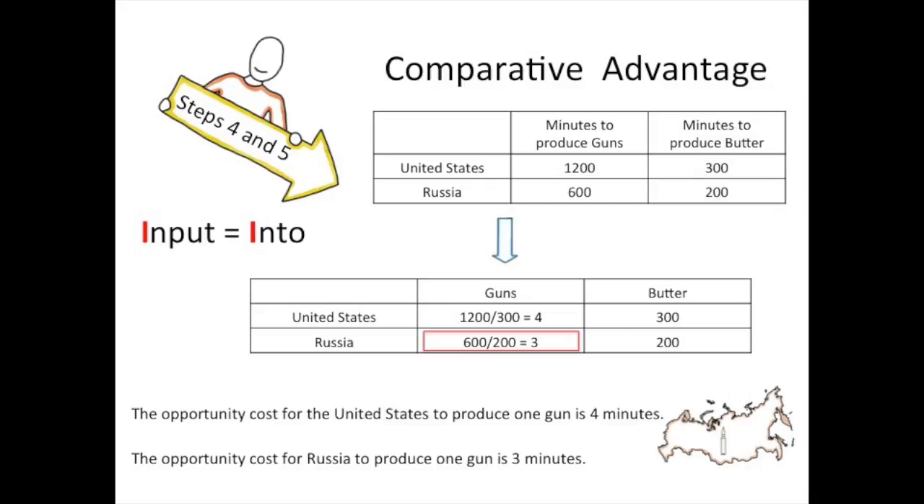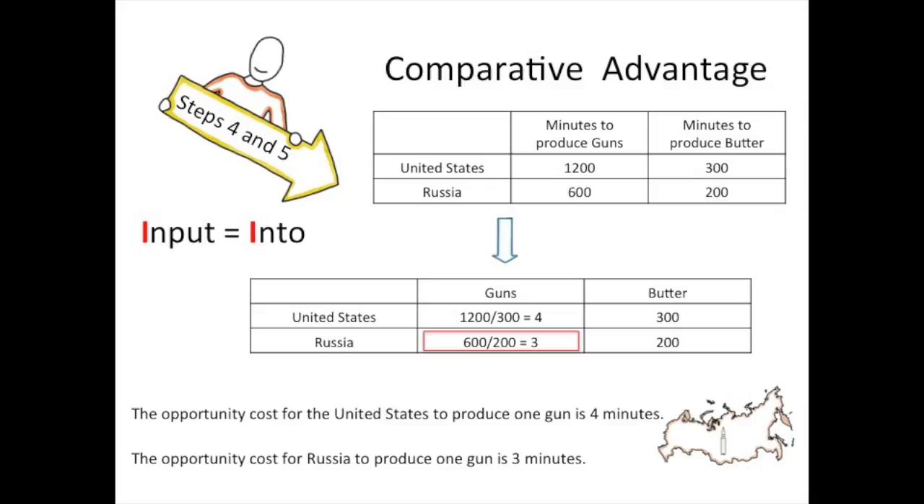Since input starts with an I, you will put the other number into instead of over. For example, to calculate the opportunity cost of producing guns, you would take the minutes to produce butter, 300, and put that number underneath 1,200 minutes to create a gun. After dividing by 300, America, to produce 1 gun, would have to give up 4 minutes of creating butter.